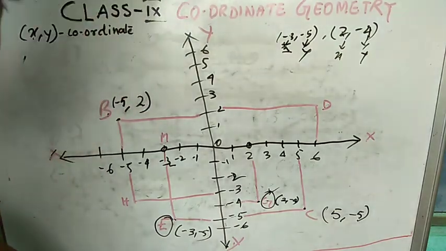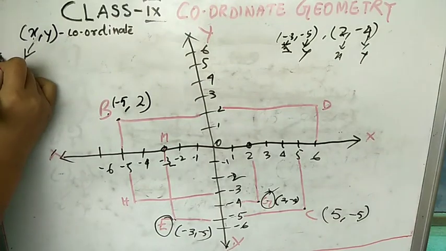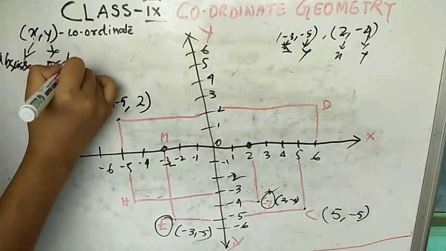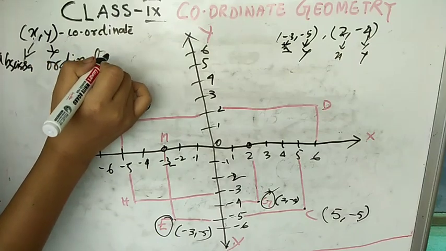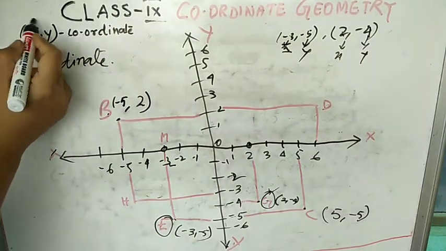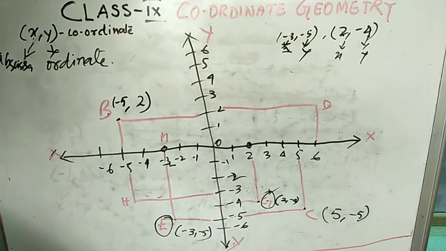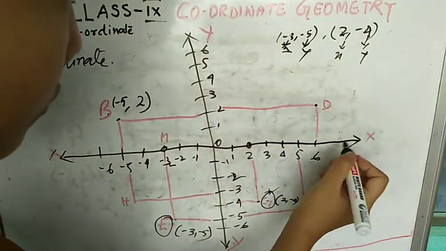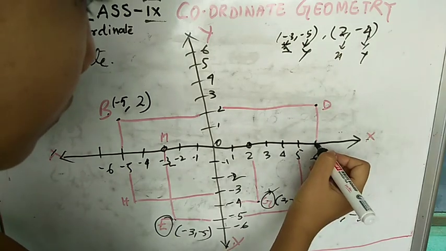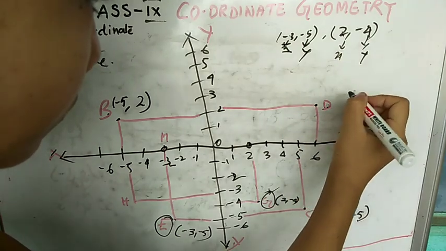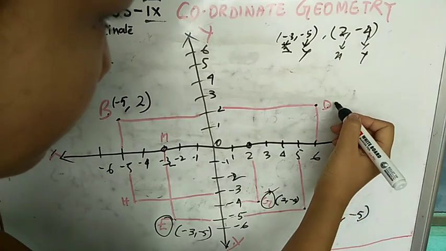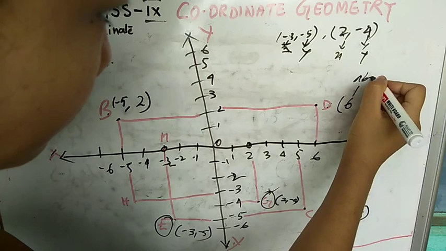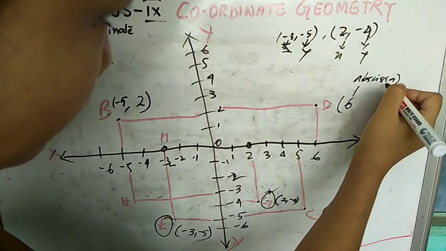Next, for question number 4, we are asked to find the abscissa of point D. So x here is known as the abscissa and y coordinate is known as the ordinate. So we have to find the x coordinate, that is the abscissa of point D. So our point D is here, and the x coordinate is 6. 6 is positive here, so 6 is the abscissa or the x coordinate.